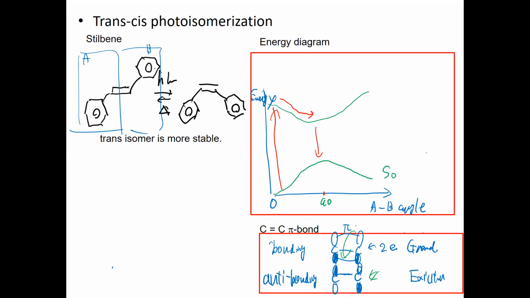So after excitation, it tries to stabilize this pi bond orbital. It gradually rotates the molecular plane of A and B, and then goes to cis, and then at some moment there's some chance of going back to the trans or cis isomer. It depends on the probability. So this is the explanation of the trans-cis photoisomerization process.